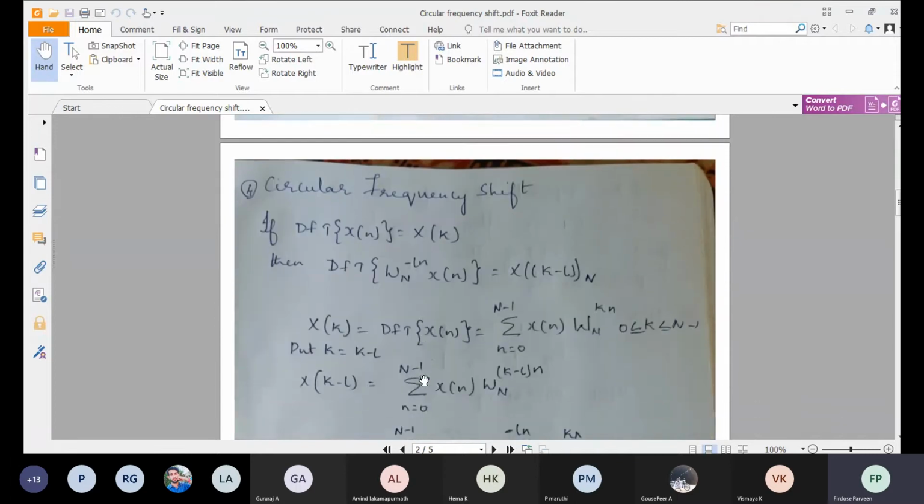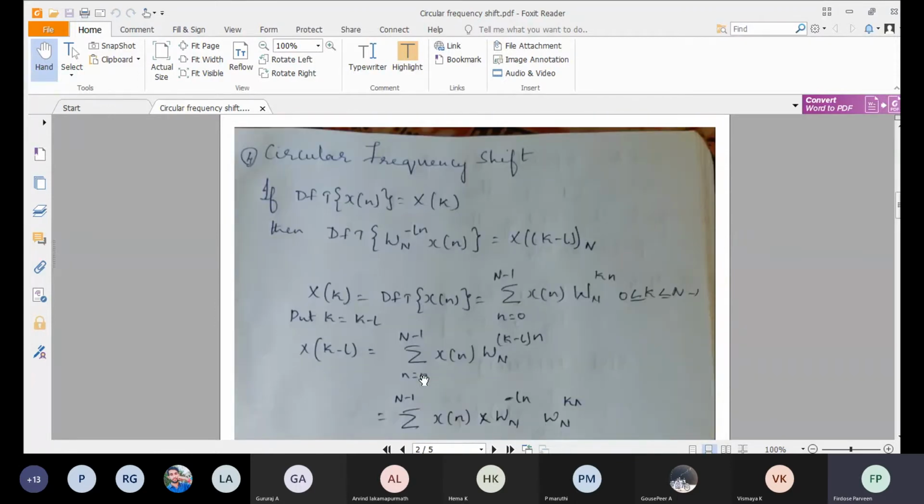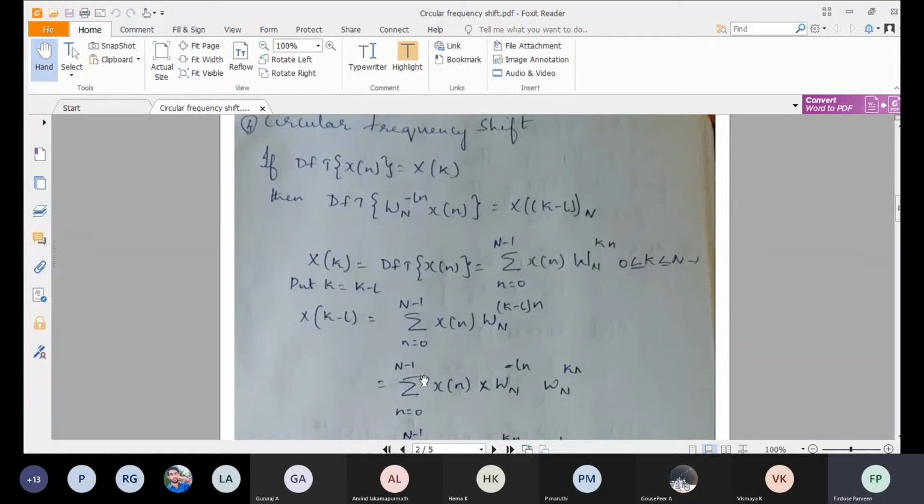Next, coming to the next property, that is circular frequency shift. If DFT of x of n is equal to X of k, then you have to prove DFT of Wn to the power of minus Ln into x of n is equal to X of k minus L, base n or mod n.